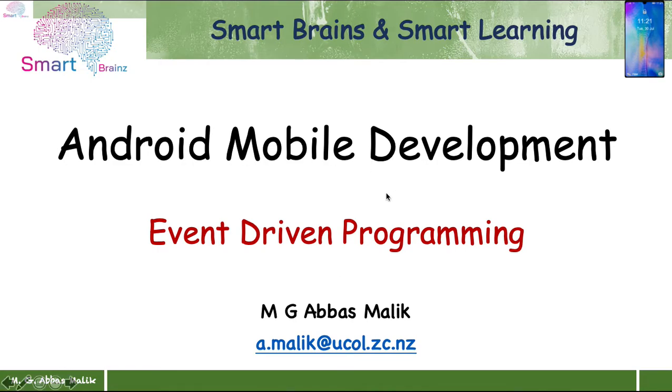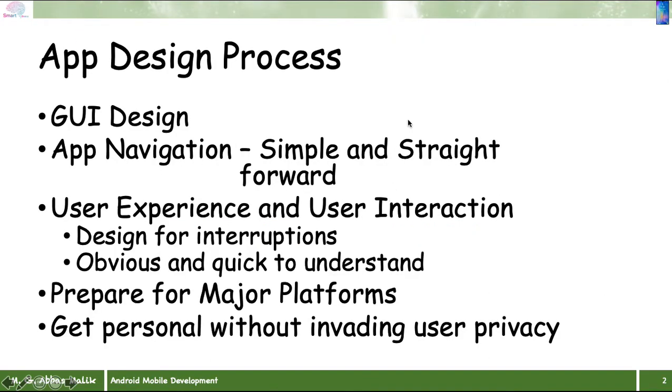So let's start. The first thing is that we have GUI design, and then we also have app navigation. App navigation is about having multiple activities in our mobile application, and how we can navigate between different activities and different user interfaces. We also have user experience and user interaction, design of the interruptions, obvious and quick to understand.